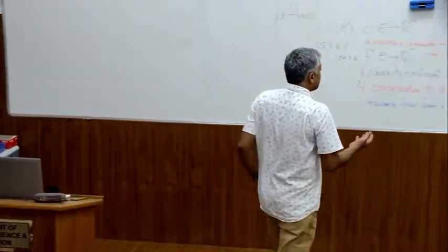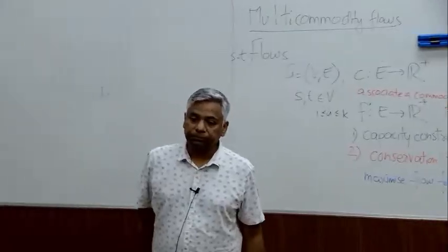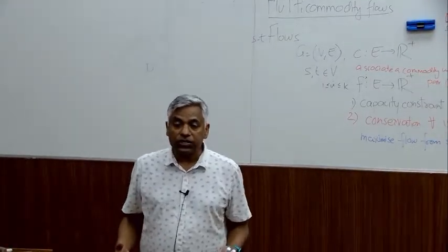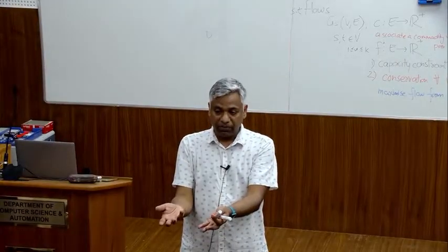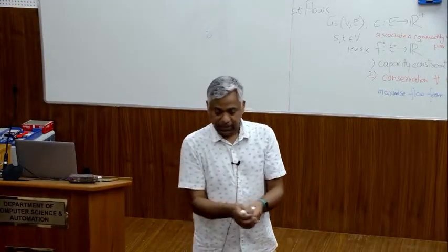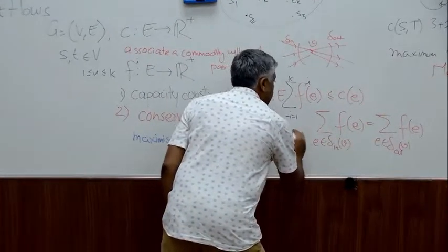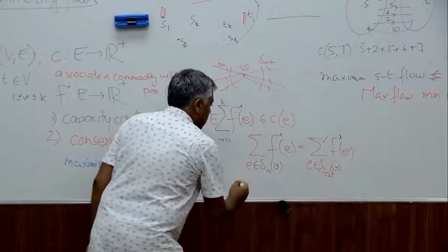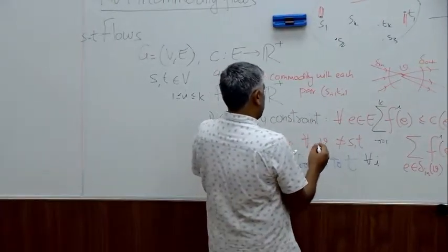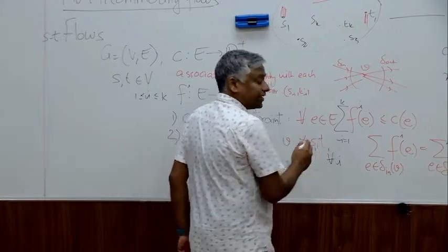How should this constraint change? Conservation. What do you want to conserve? Each commodity. As I said, you can't convert milk to water, or vice versa. So for all i, you want this to be true, and conservation at all nodes except S, the source and the sink for that commodity.